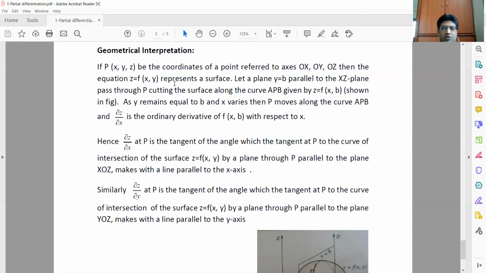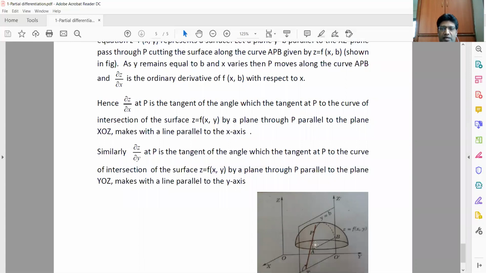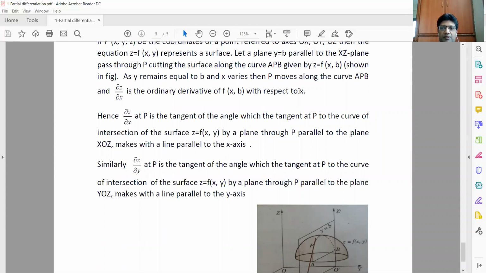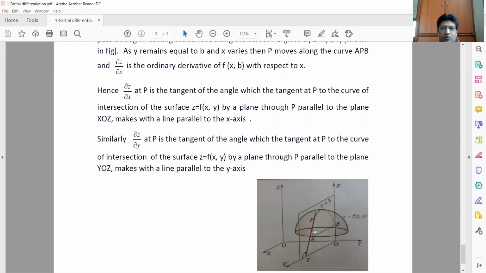So then the equation z equals f of xy represents a surface. So let a plane y equals b. If you take a plane y equals b, which is parallel to the xoz plane, passing through a point P, cutting the surface along the curve APB given by, what is this curve, z equals f of x comma b. So as y remains equal to b and x varies, then P moves along the curve APB.